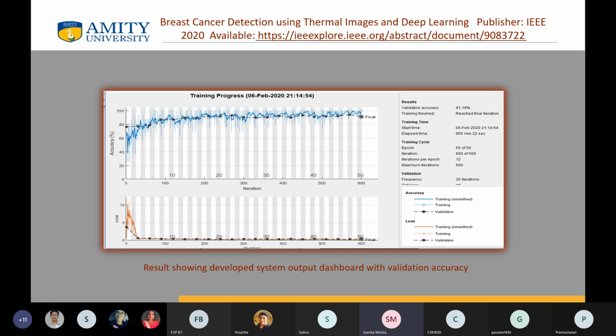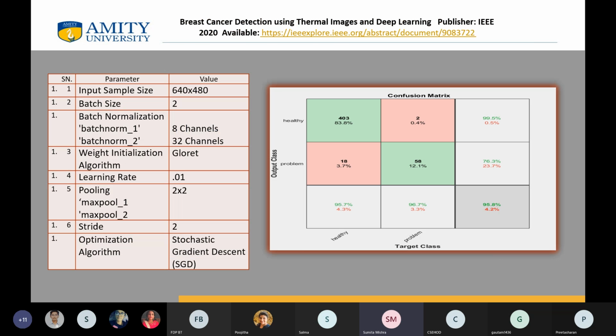So these were our parameters. We took the learning rate to be 0.01 because if you take a very large learning rate, then you see that your network is not training properly. So learning rate is an important parameter that needs to be kept in mind. And pooling, as I told you, we used a max pooling of 2x2. Then the optimization algorithm was stochastic gradient descent, and the stride was 2. Okay, so these were the parameters that we have.